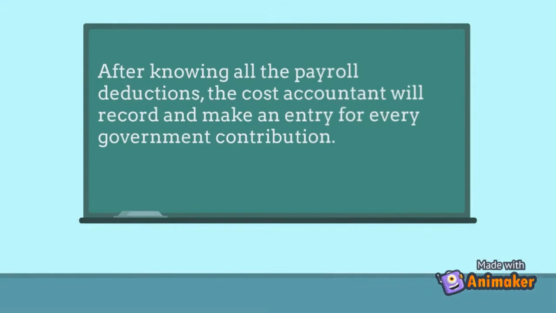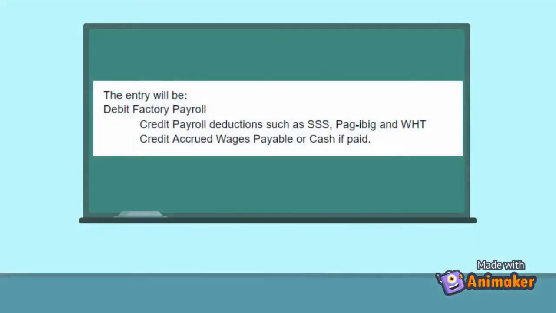After knowing all the payroll deductions, it is Eugene's job as cost accountant to record and make an entry for every government contribution. So, as soon as the compensation is incurred, Eugene needs to accumulate the earnings of Addie in the factory payroll account, paid or not. The entry will be debit factory payroll, credit payroll deductions such as SSS, Pag-IBIG, and withholding tax, credit accrued wages payable, or cash if paid.